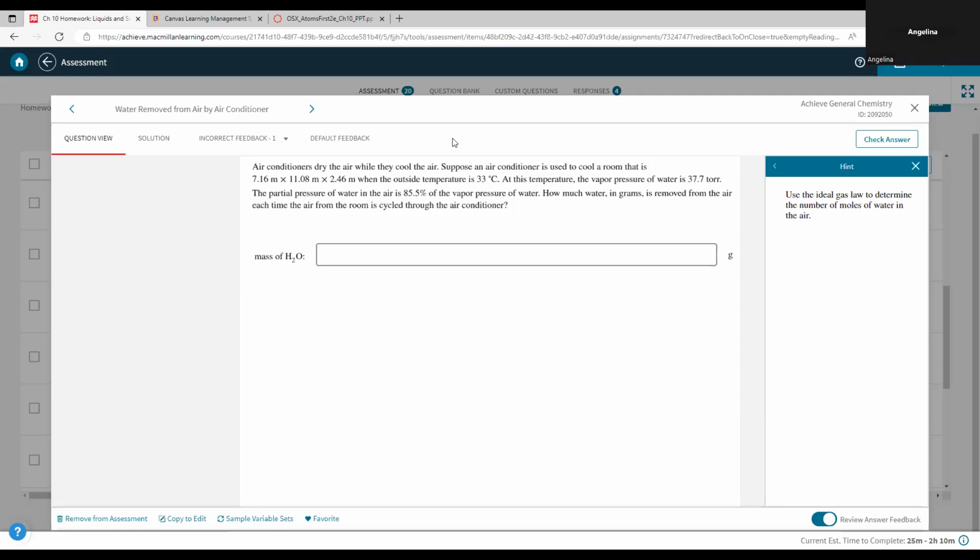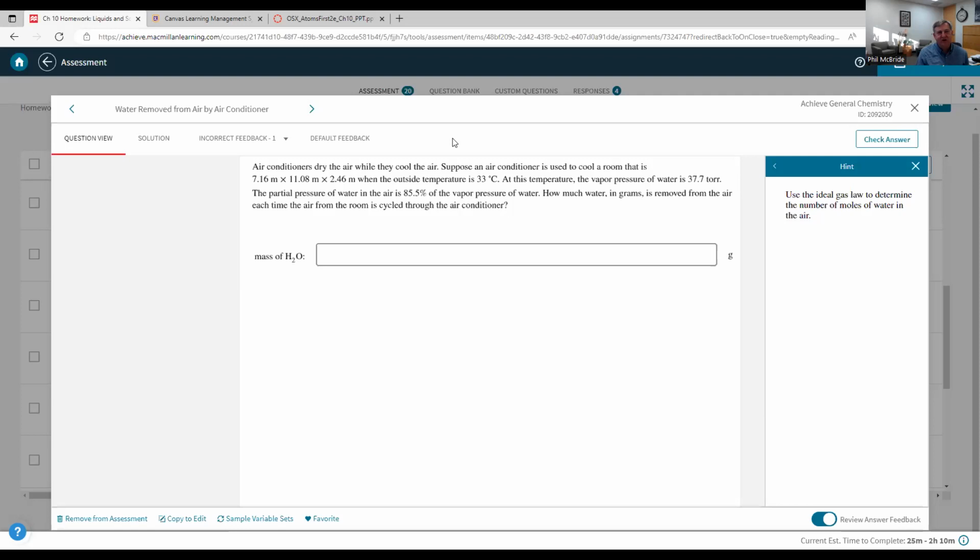Yours would be 33 Celsius plus 273. So that would be 306 Kelvin. I know R, since we're in torr, 62.36 liter torr per Kelvin mole. Do I know the number of moles? Oh, that's what it asks. How many grams? So n is the question mark.